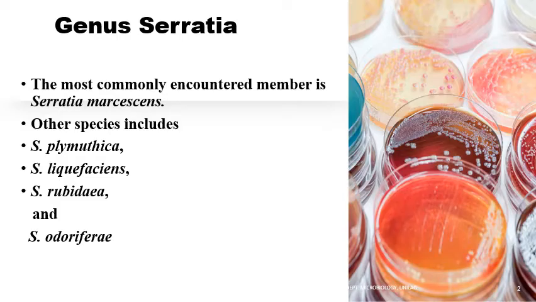We also have another member, Serratia plymuthica, which is less commonly causing infection, and can be found in water and soil. We also have Serratia liquefaciens, which rarely causes infection, but is mainly associated with the hospital environment. Serratia rubidaea also causes infection, mainly reported in immunocompromised individuals. Then we have Serratia odorifera, which also rarely causes infection, but is known for its characteristic fruity odor.